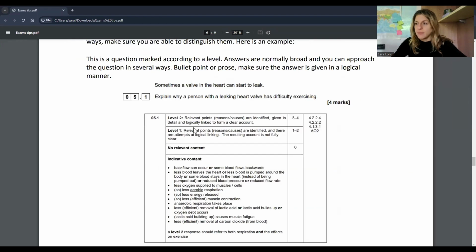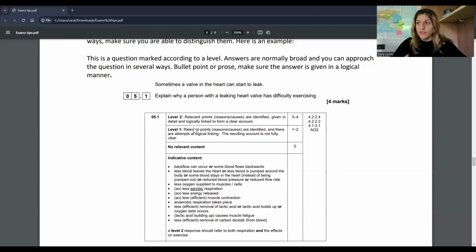Notice also that for level-type questions, so 4 marks and above, they want relevant points, of course, with reasons and causes, in a logical and clear format. Don't worry too much about perfect prose and English. Get the points. Here I would say things like: backflow can occur, less blood around the body, less oxygen supplied to the cells, therefore less aerobic respiration, for example. Or you can add many other points.